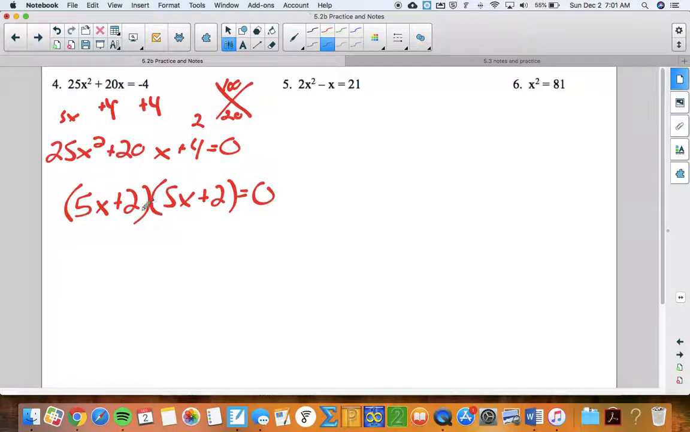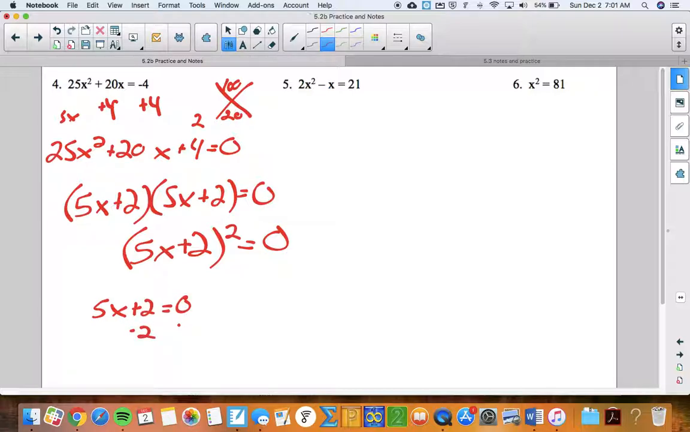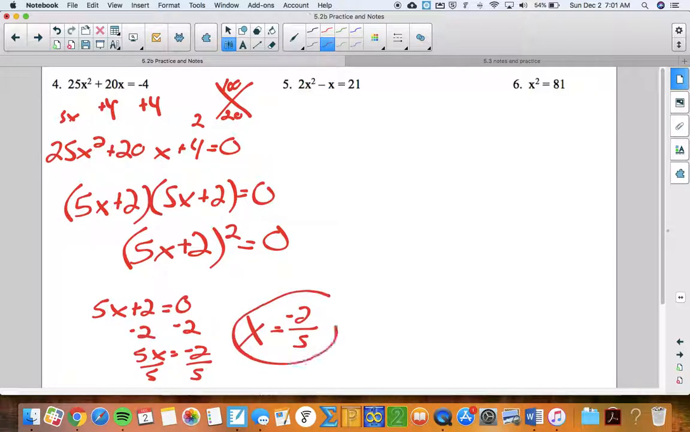And it does. And really, we could also write this as 5x plus 2 quantity squared equals 0, because the factors are exactly the same. So really, I just need to set one of these factors equal to 0 because they are the same factor. So I subtract 2, and then I divide by 5. So x equals negative 2/5.